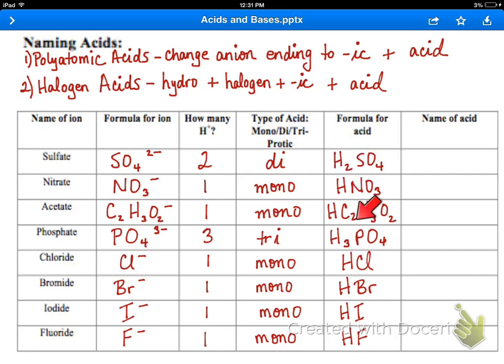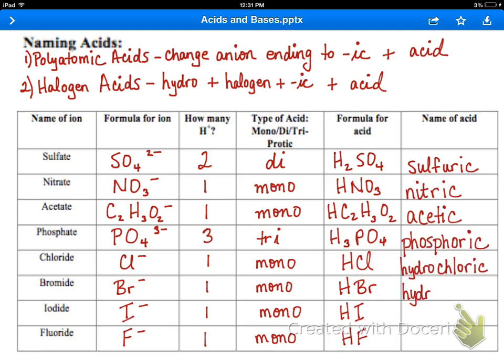Notice that acetate has other hydrogens in it, but they're not acidic protons. They're not H pluses, so they go in the middle, and the H plus is the one that goes at the beginning. So these are all the formulas of the acid, and now we're going to do the names. Again, the names are going to follow the rules that we have up here. So here are the names of the acids, and I'll go through these.